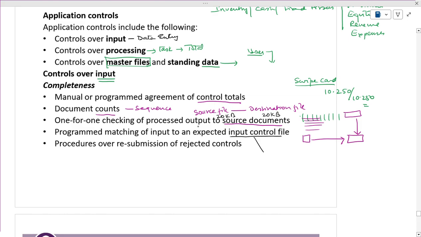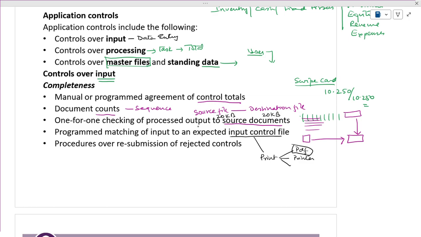We are talking about the print. We can give the print to the printer, and we can give the print to a PDF file also. You remember these are the things. I am giving you simple examples where you can understand what we come across in everyday life. Program matching of inputs to an expected input control file. If it is a PDF file, this is one of the options.